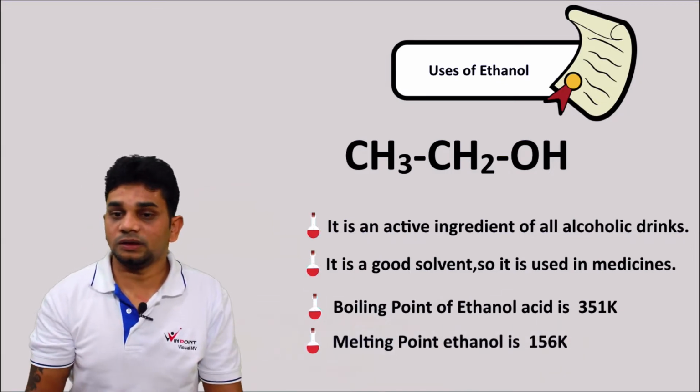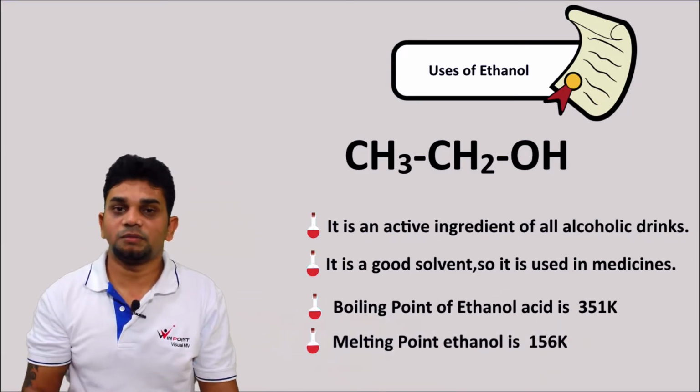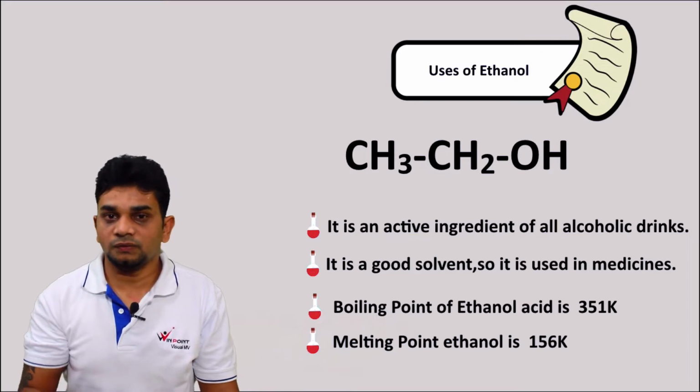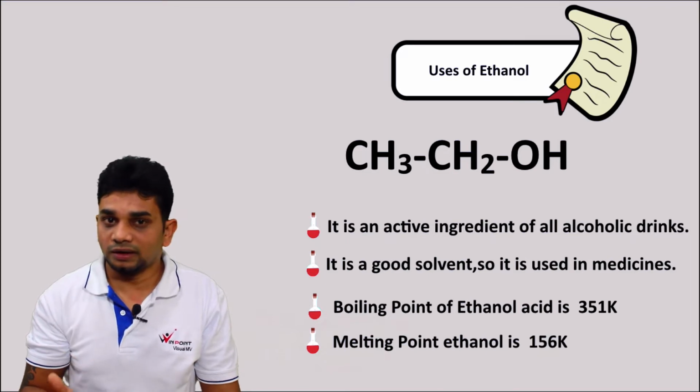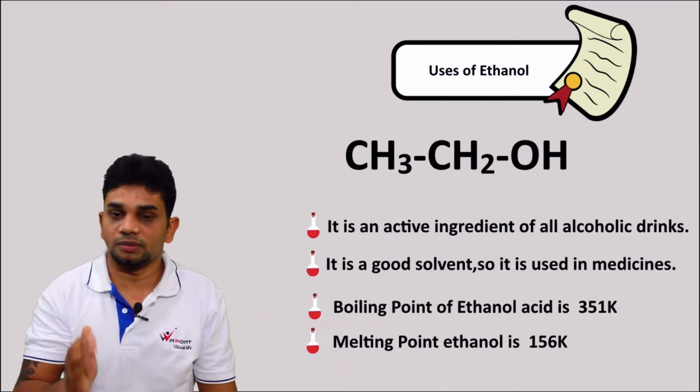The melting point of ethanol is 156 Kelvin. Melting point or freezing point. At 156 Kelvin, liquid ethanol will convert into solid. That is the meaning of this statement.